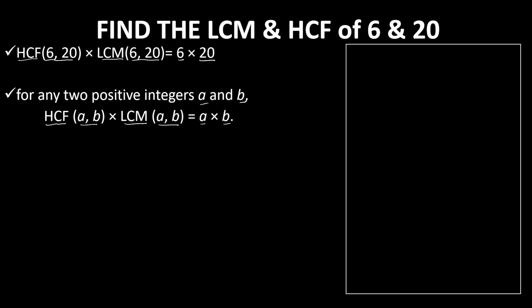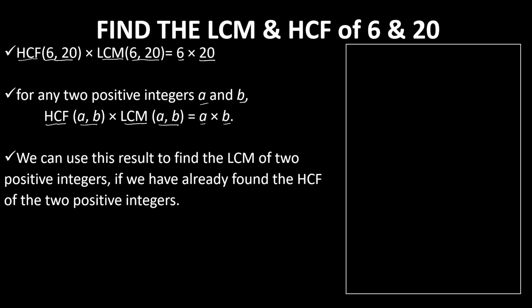Highest common factor of any two numbers multiplied with lowest common multiple of those two numbers will be equal to the product of those two numbers itself. Now, how could we use this result? We can use this result to find out the lowest common multiple of two positive integers if we have already found out the highest common factor of two positive integers.